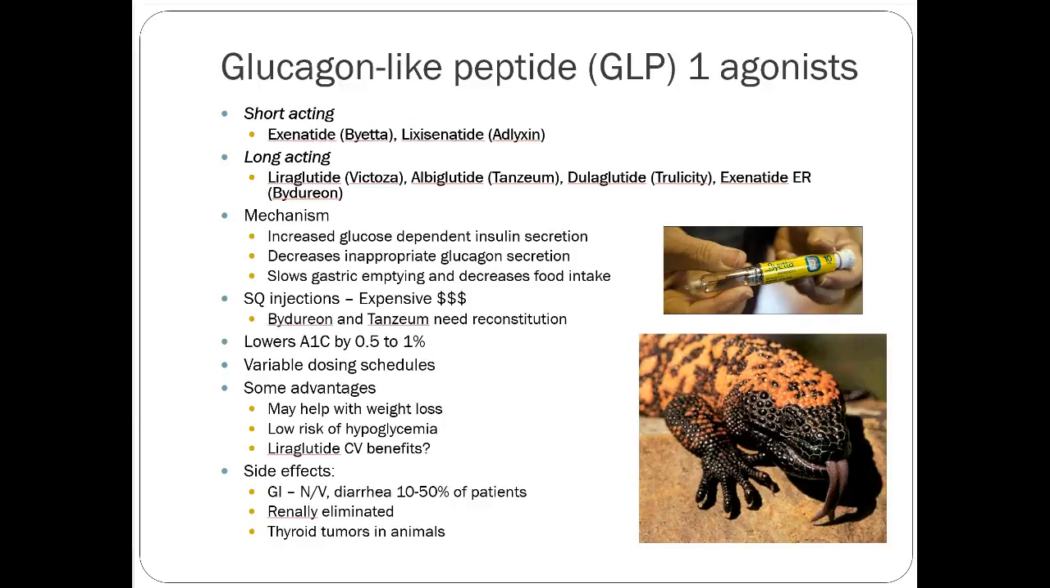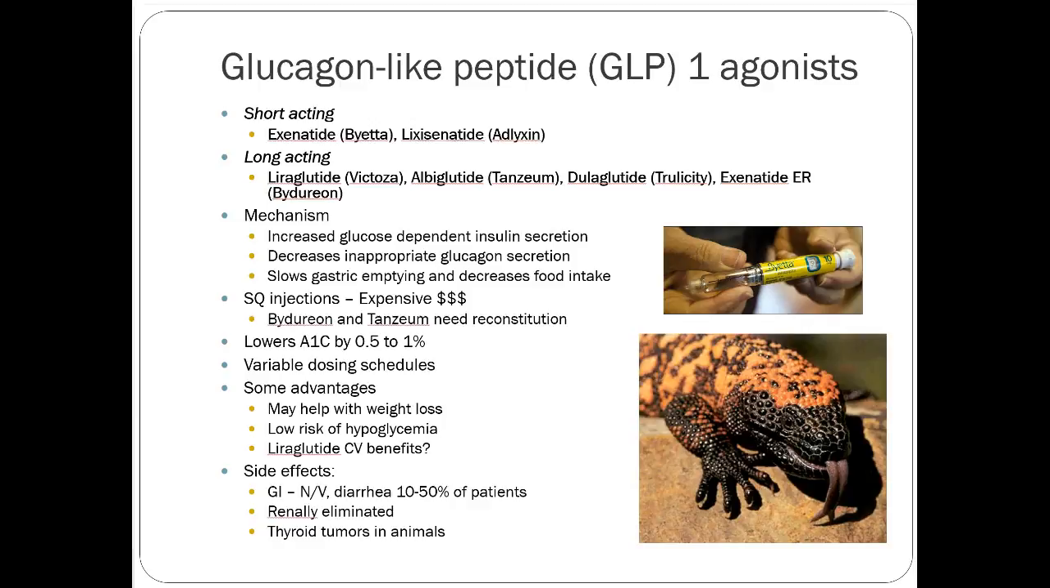Glucagon-like peptide agonists, or GLP-1s. There's a few products on the market. There's two short-acting products, exenatide and lixisenatide, which are basically irrelevant at this point. The short-acting products just aren't as effective, and lixisenatide has some issues with it as well. So the long-acting products are better, and I listed them there.